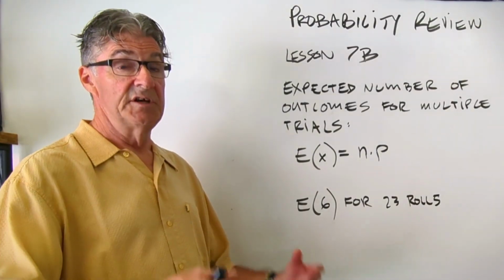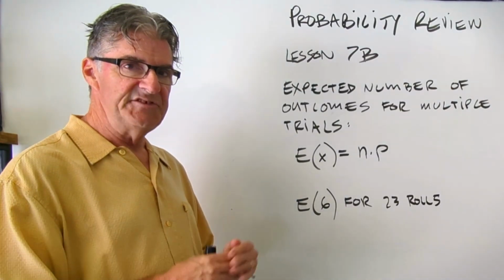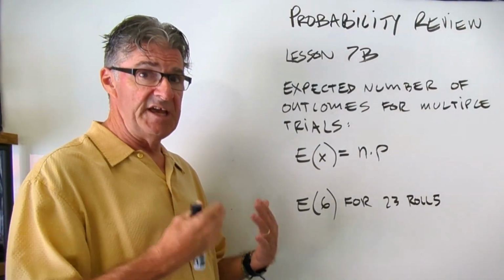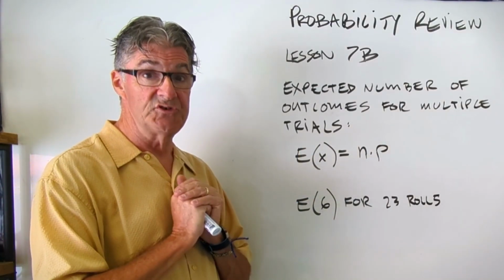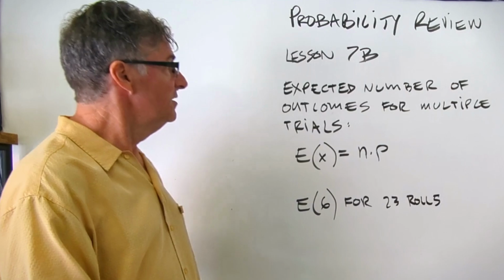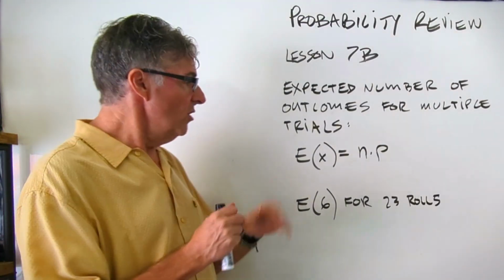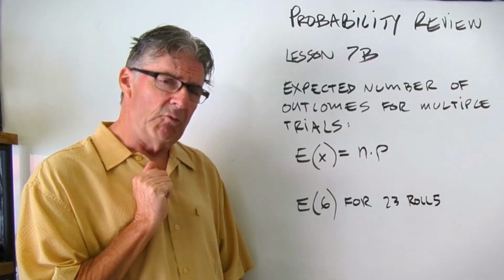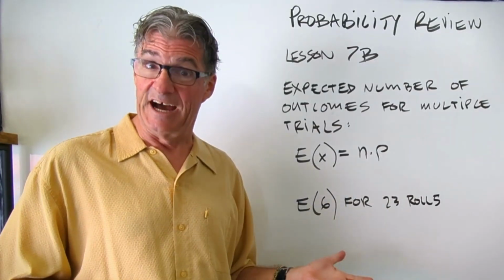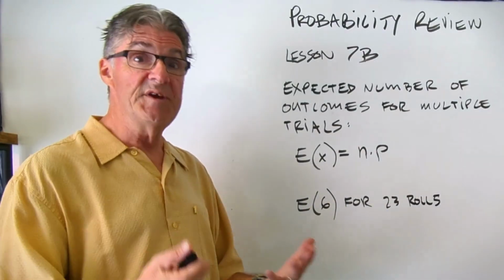7b covers expected outcomes. And this is very closely tied into 7a. In fact, in my class, we just combined those 2 lessons into one section. So expected number of outcomes for multiple trials. So let's go back to that dice rolling. What if I roll a dice 23 times? How many 6s would we expect?